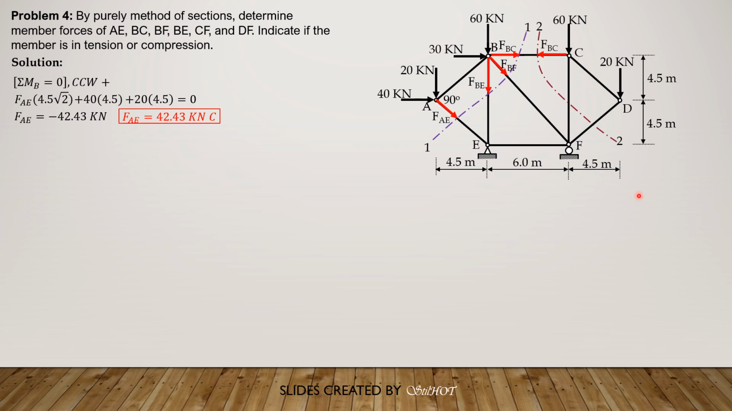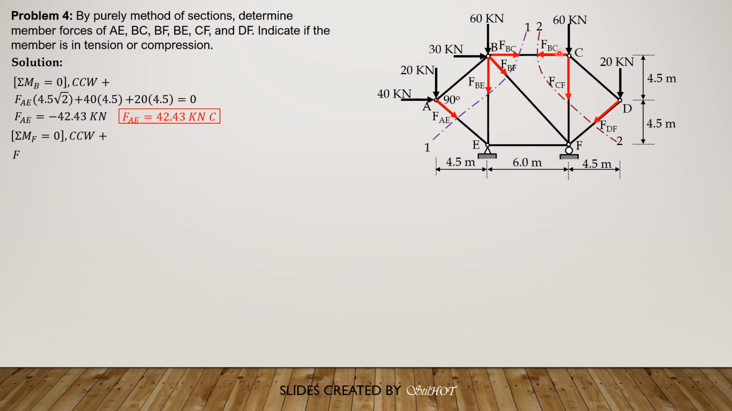So let's indicate first the forces that are cut. So FBC, FCF, and FDF. Since FCF and FDF, the other 2 unknowns, meet at F, we can solve FBC if we sum up moment about F considering counterclockwise positive. So summation moment at F equals 0.